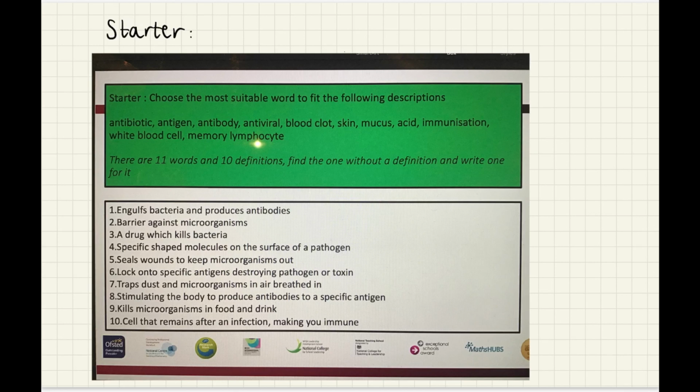Hello again. So our starter today is to choose the most suitable word to fit the following descriptions. So we've got a list of words: antibiotic, antigen, antibody, and then we've got a list at the bottom of definitions. There are 11 words and only 10 definitions. So once you've done some matching, I want you to find the word without a definition and write a definition for it. So pause the video here and give it a go in your books.